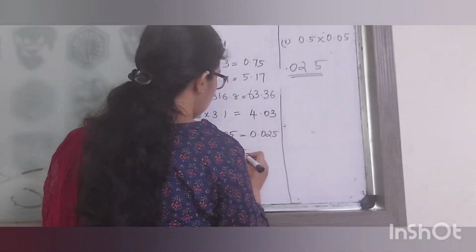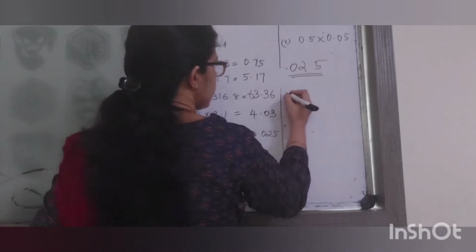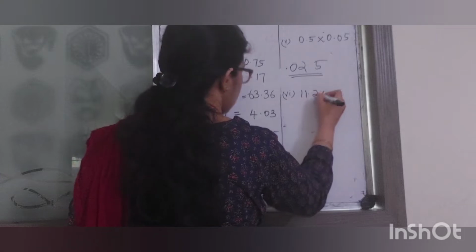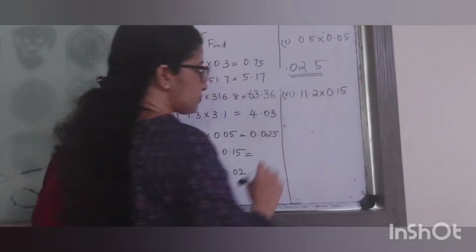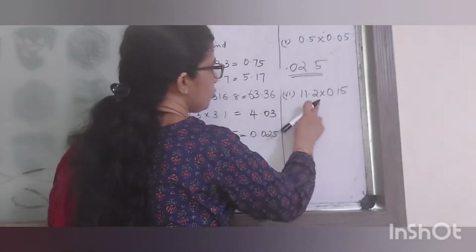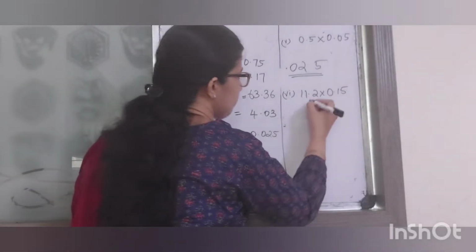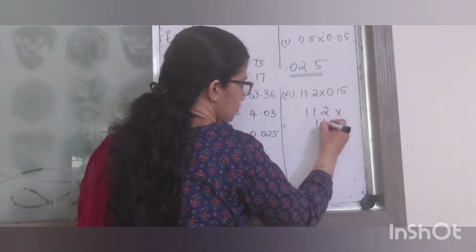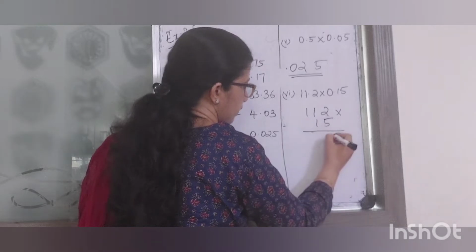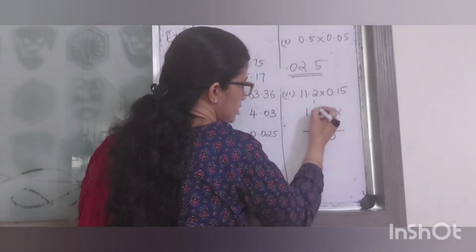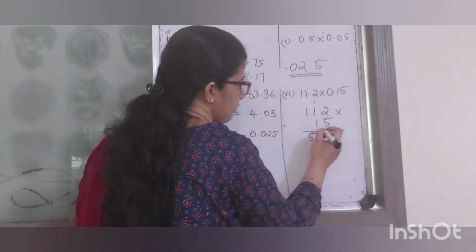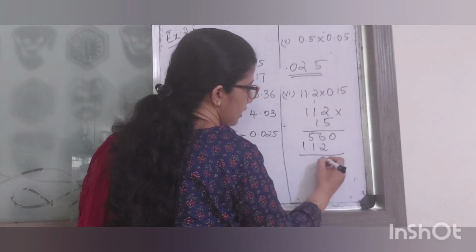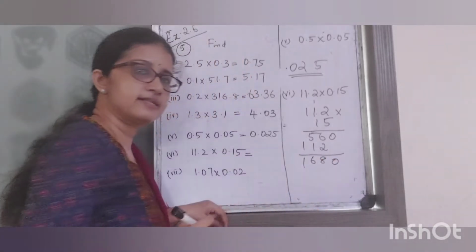Okay? Now let's take the sixth question. Sixth question is 11.2 into 0.15. Okay? 11.2 into 0.15. Now if we multiply ignoring the decimal places, 112 into 15. 5 2s are 10, 1, 5 1s are 5 plus 1 is 6, 5 1s are 5, 2 1s are 2, 1680.